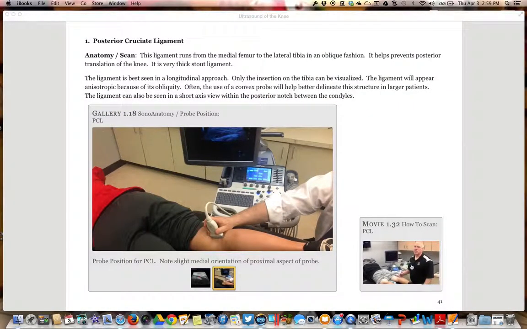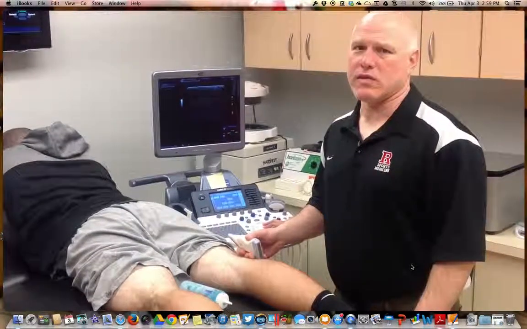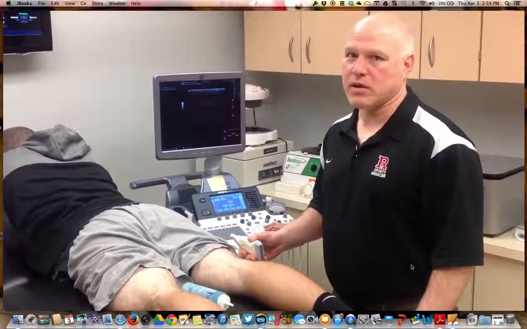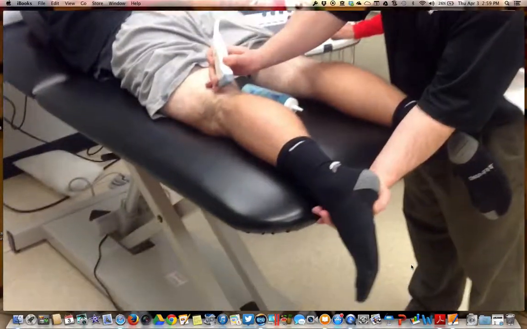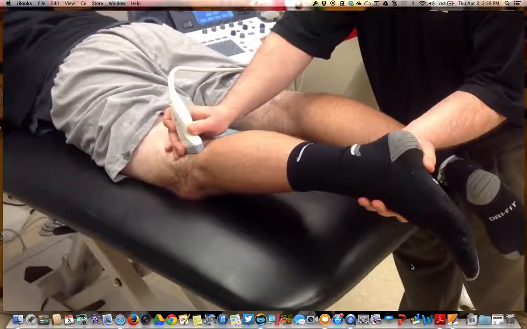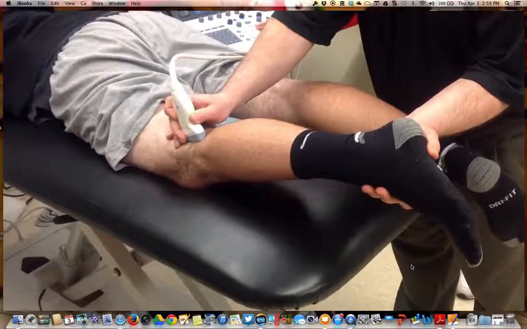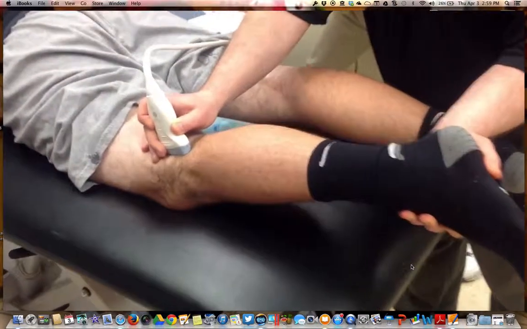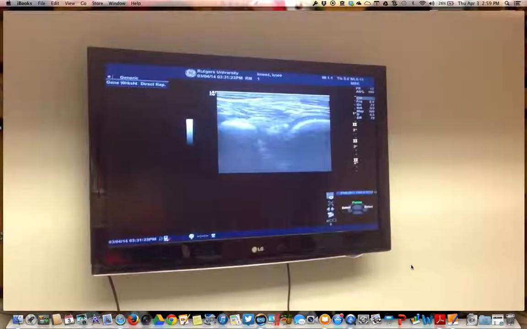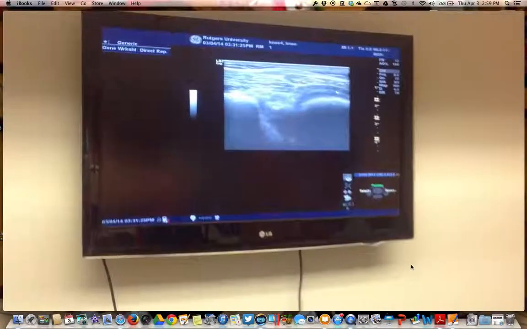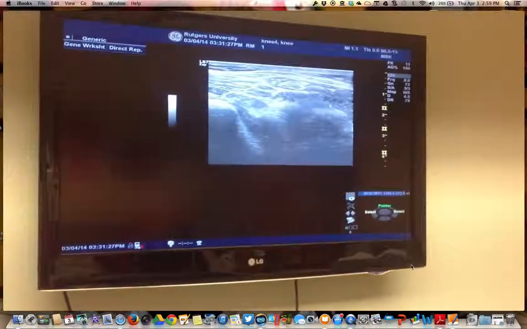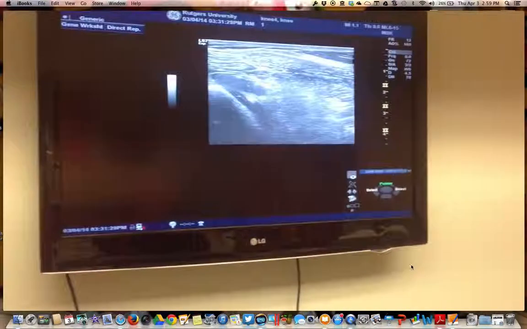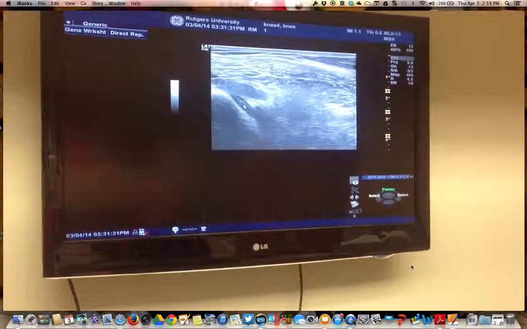Let's review how to scan this. The next structure we're going to look at is the posterior cruciate ligament. We're again going to continue our scan as we did, looking at the lateral meniscus with the femoral condyle above and its cartilage. Once I have the meniscus and the joint in the center of the screen, I will then slowly bring my probe across until I can come up to a black structure that sits just above the tibia.